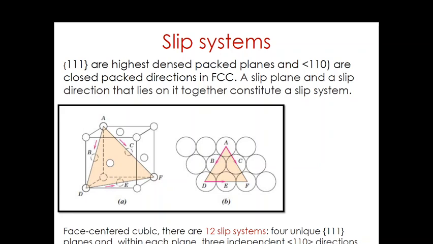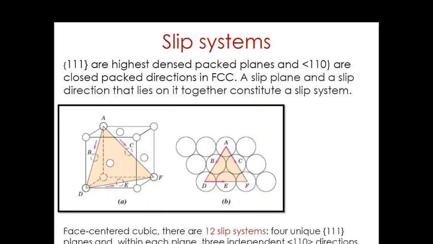Remember that the direction has to lie within the slip plane, only then can we consider it in the calculation of the number of slip systems. If the direction does not lie over the slip plane, it does not form a slip system. That is why we will not consider [110] as part of the slip systems in the face-centered cubic structure, because in this particular scenario the Miller indices of these three slip directions are not [110].